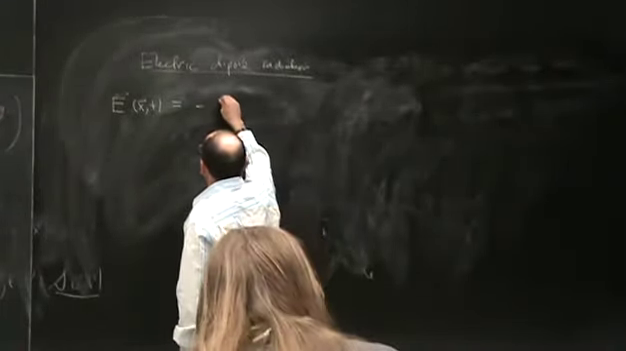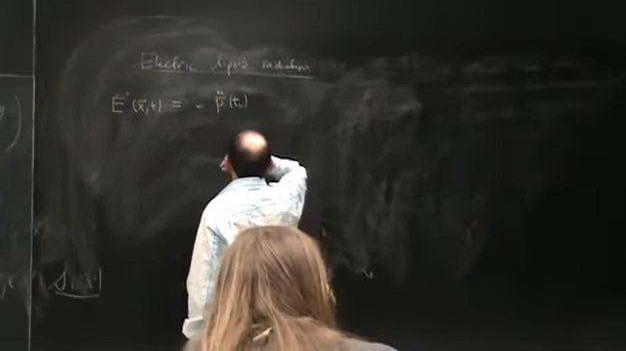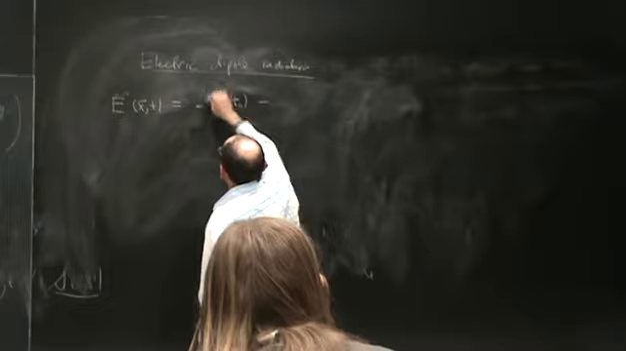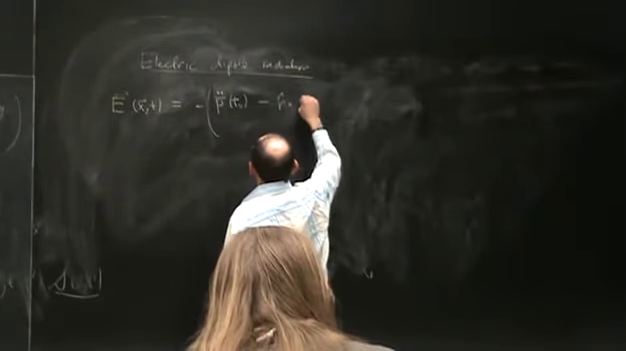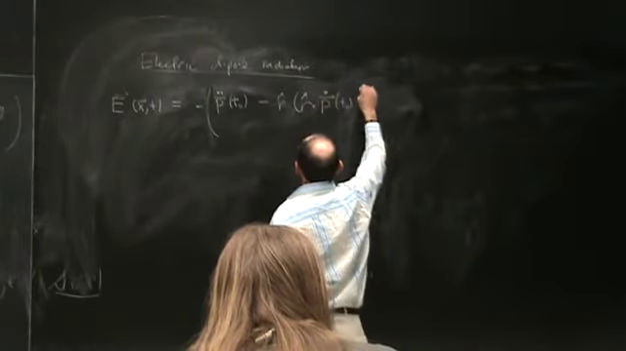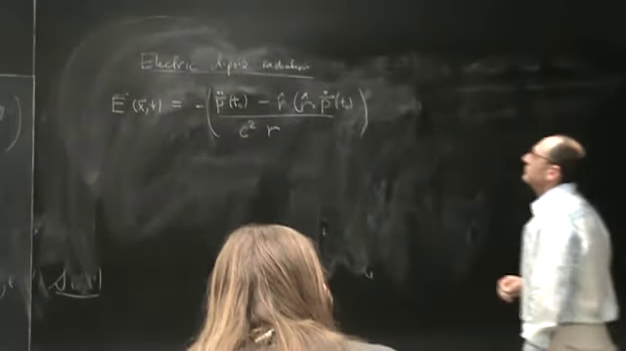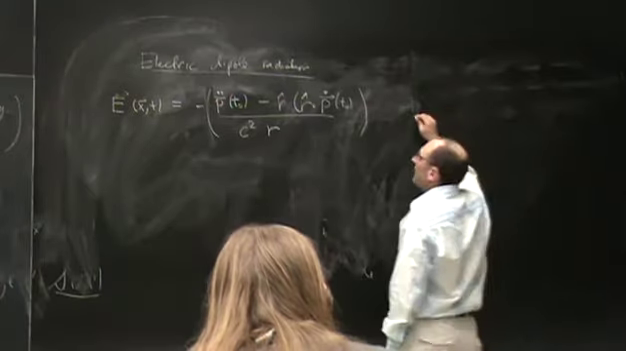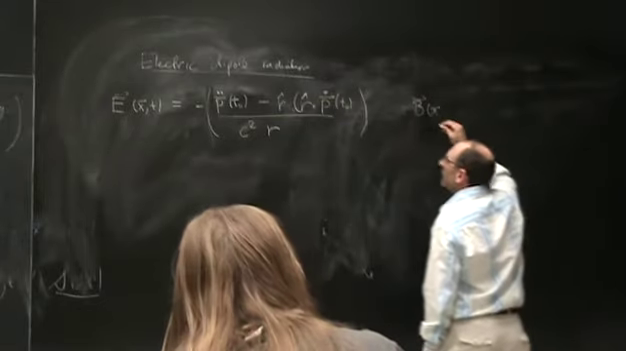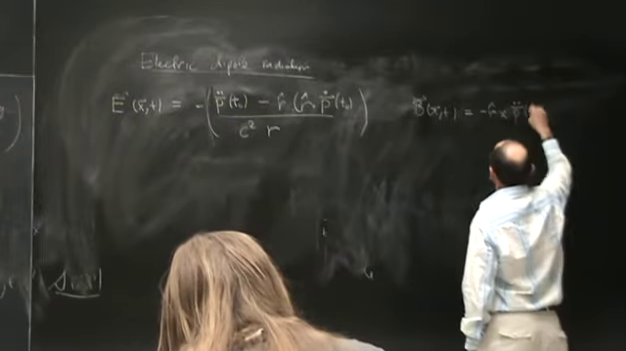It's minus p double dot evaluated at the retarded time, minus r hat dotted into p at the retarded time, over c squared R. Okay, the magnetic field, we said, is minus r hat cross p double dot.